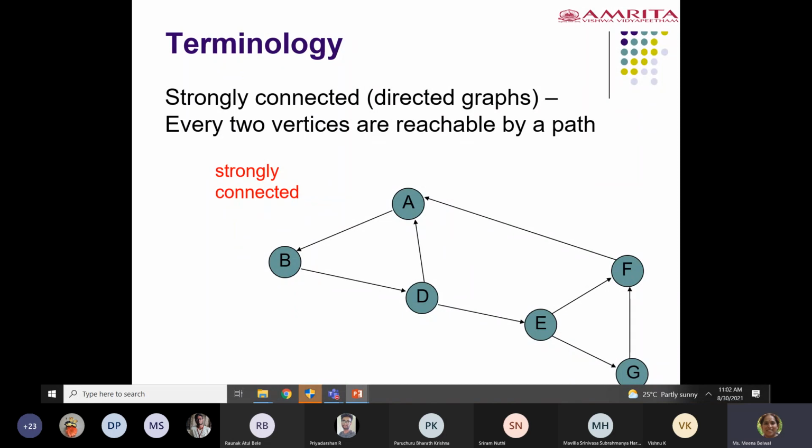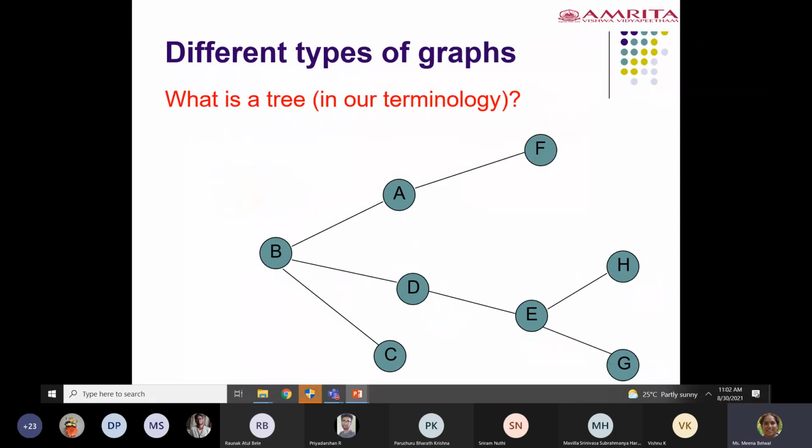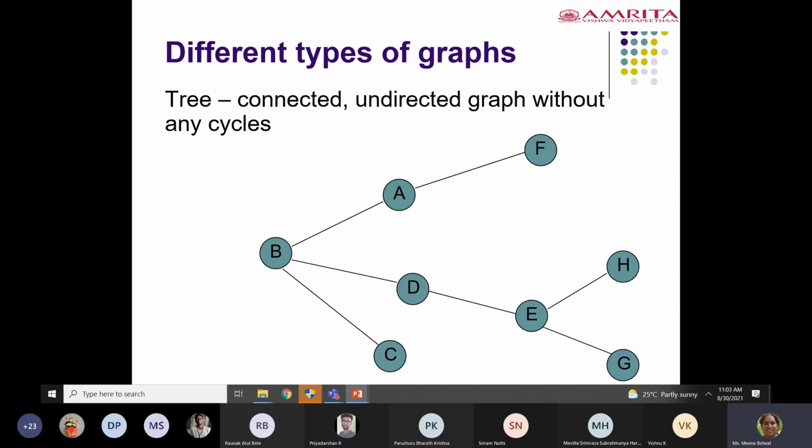Okay. So fine, good. So then we talk about tree. What is a tree? In our terminology, if I say, is this a tree? All of you will say, yes, it is a tree. Right? So true. Fine. This is a tree. If I want to define a tree, then a tree is connected. It has to be connected. That's why we learned why we are talking about connected graph.